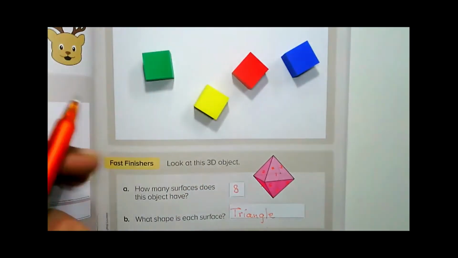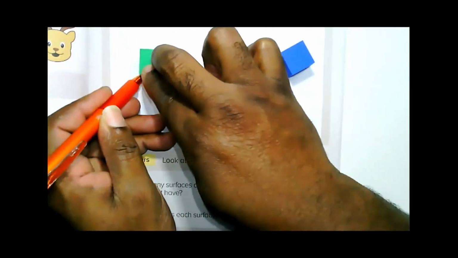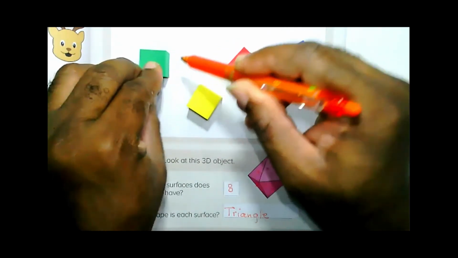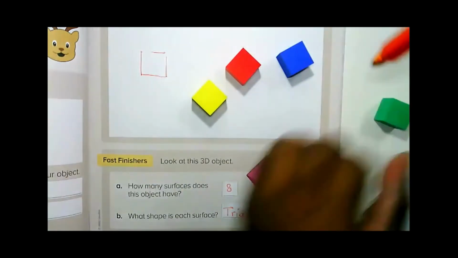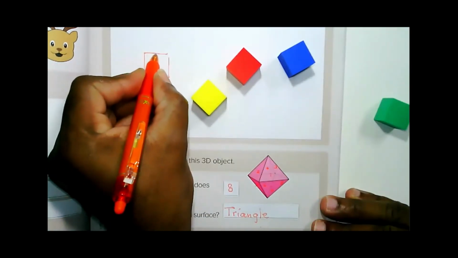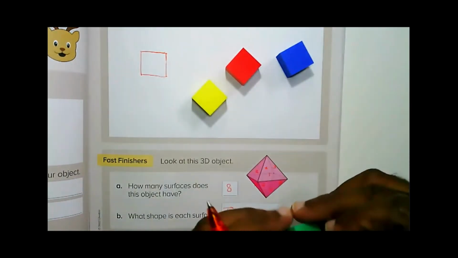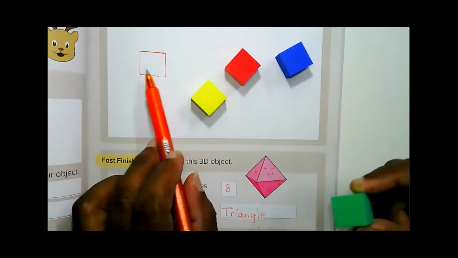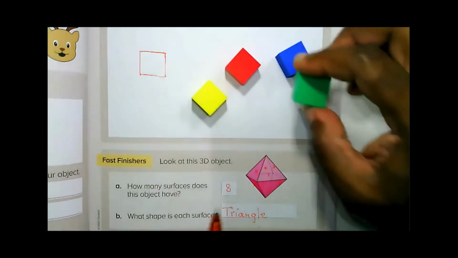For this object, the faces that you're expected to draw is this. So we have something like a square. How many sides does it have? 1, 2, 3, 4, 5, 6. Draw 6 squares here. 6 squares.